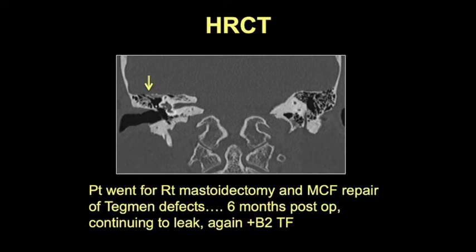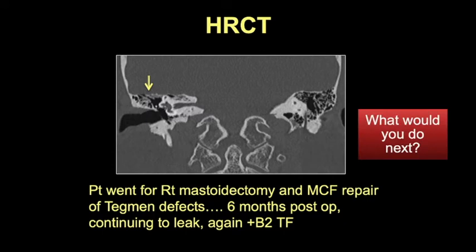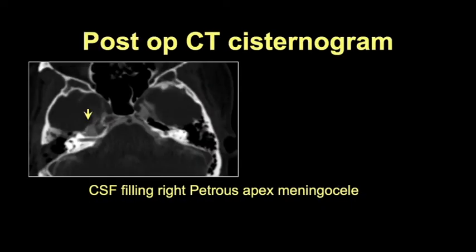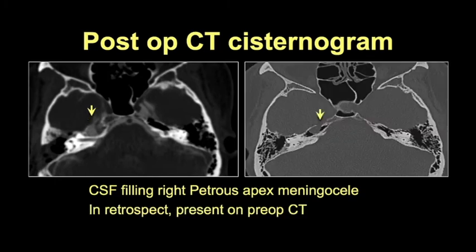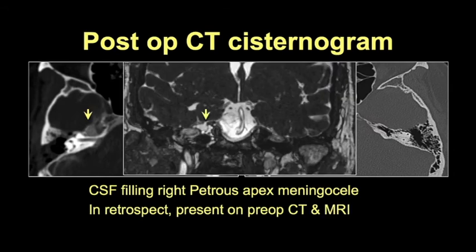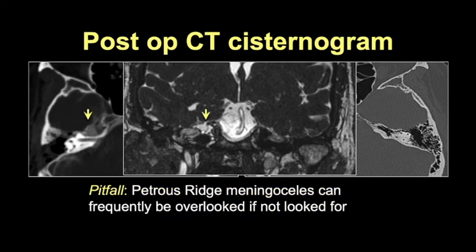However, 6 months post-operative, the patient was continuing to leak, again positive for beta-2 transferrin. So because we have a provocable leak in the setting of a surgical bed and potential additional sites of leak, we recommended a CT cisternogram. And here on the postoperative CT cisternogram, you see the postoperative changes from the mastoidectomy with fat packing. But you can also see CSF filling the right petrous apex meningocele, which in retrospect was present on the preoperative CT and MRI, unfortunately. So the potential pitfall in this case is that petrous ridge meningoceles can easily be overlooked if they're not looked for.